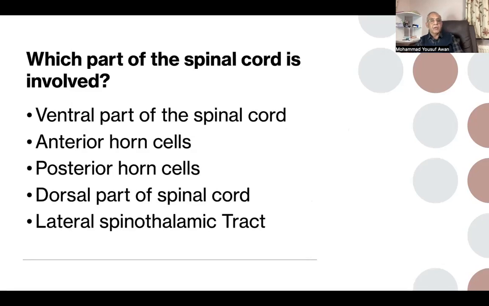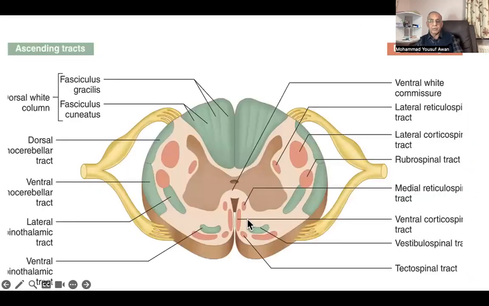So which part of the spinal cord is involved? Ventral part, anterior horn cells, posterior horn cells, dorsal part, or lateral spinothalamic tract. Let's go through this picture. The anterior part of the spinal cord contains the corticospinal tract, the pyramidal tract. So any problem with the anterior part of the spinal cord will cause muscle weakness with increased tendon reflexes and increased tone, the upper motor neuron signs.